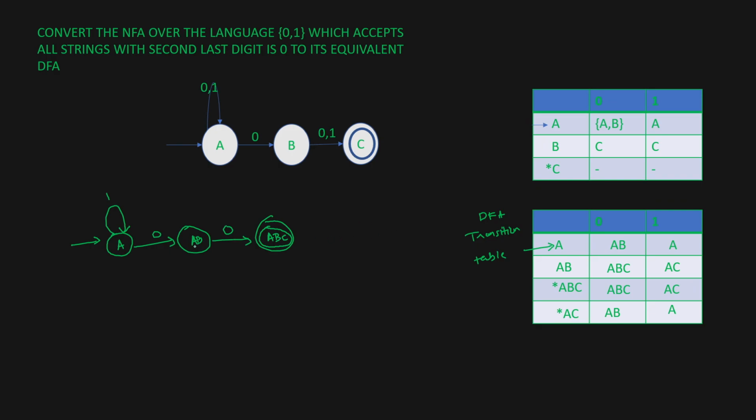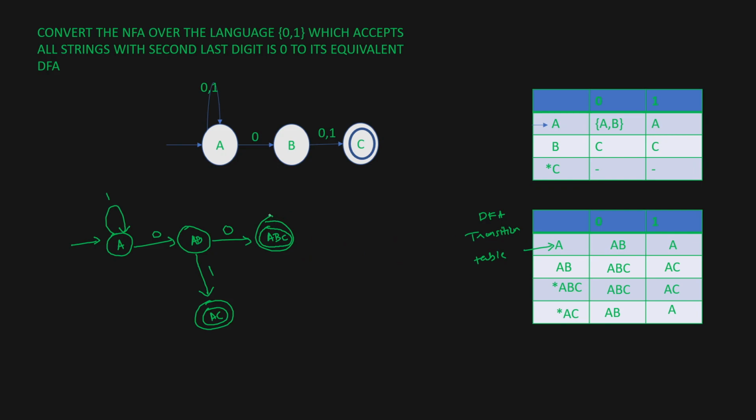Now in state AB, if you get 1, you are going to state AC. State AC gets a double circle because state AC is also a final state. So when you get input 1 in state AB, you are going to state AC.